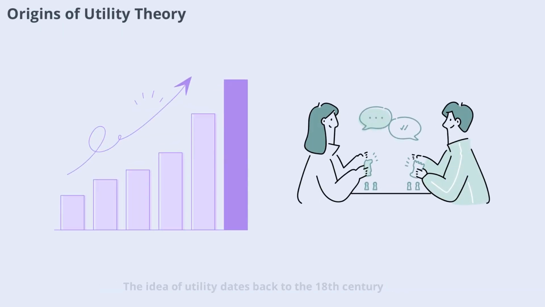The idea of utility dates back to the 18th century with early economists like Jeremy Bentham and John Stuart Mill. They believed that people aimed to maximize happiness or pleasure, which they called utility. Over time, this concept evolved into a mathematical framework. Economists began to use utility functions to represent preferences and guide rational decision-making. Today, utility theory is a cornerstone of economics and is also applied in psychology, business, and computer science. Understanding its origins helps us appreciate how it became so influential.